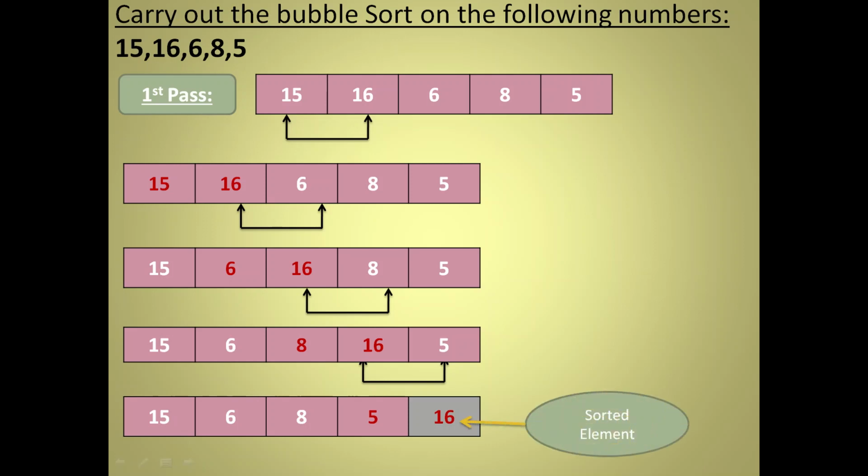And one more thing, by the end of the first pass, you will see that the element in the last position is the sorted element. 16 is supposed to be the biggest number that was supposed to be placed on the rightmost side, and as you can see, 16 is on the rightmost side.